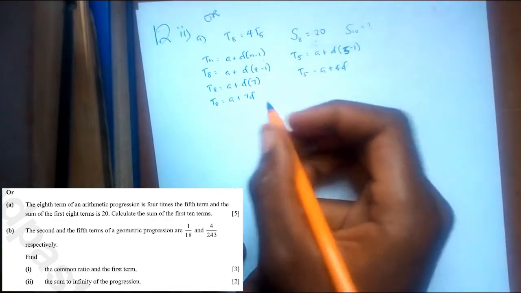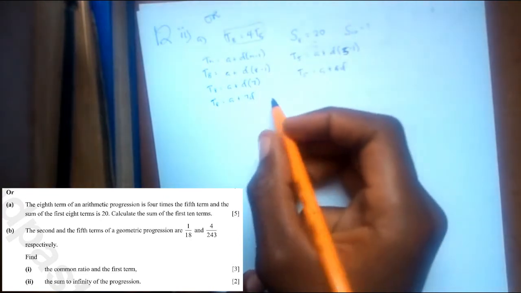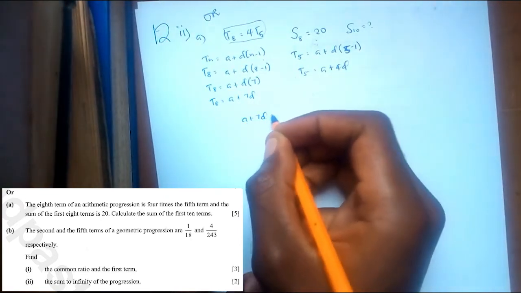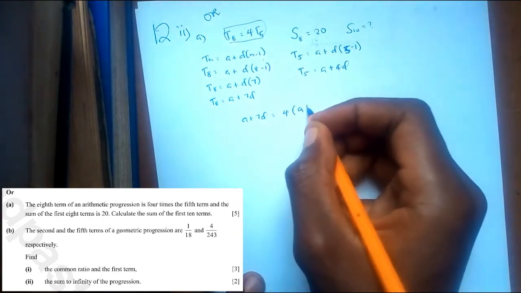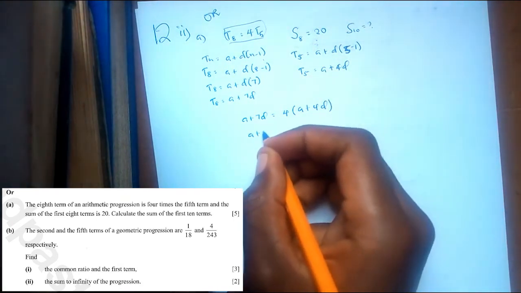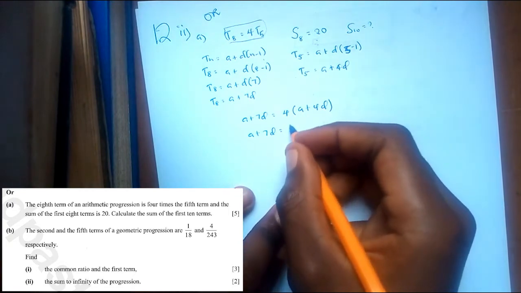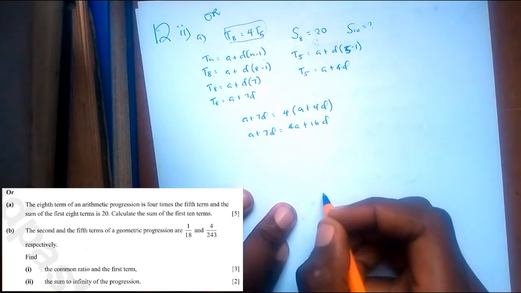Since this is what we've been given, we will equate the terms. Term number 8, A plus 7D, is equal to 4 times term number 5, which is A plus 4D. So A plus 7D is equal to 4A plus 16D.